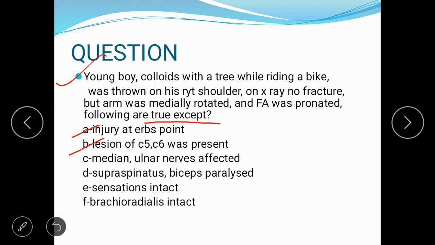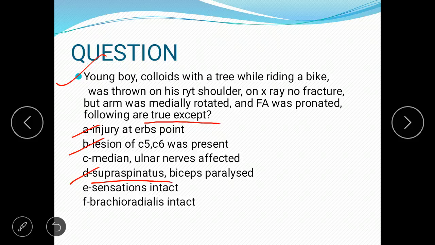Supraspinatus and biceps are paralyzed. I told you supraspinatus is paralyzed, and infraspinatus is also paralyzed. Biceps are paralyzed. Now see, what is the function of biceps? Flexion at the forearm. My forearm is extended, therefore biceps should be paralyzed. So biceps is paralyzed, supraspinatus is also paralyzed.